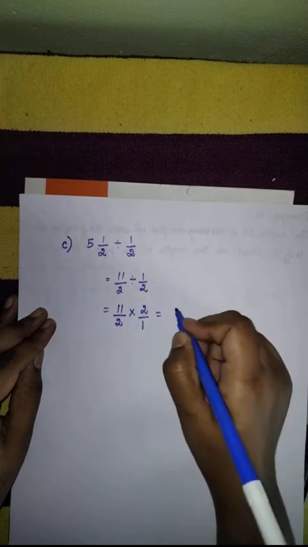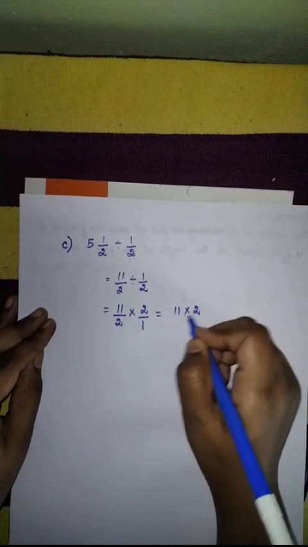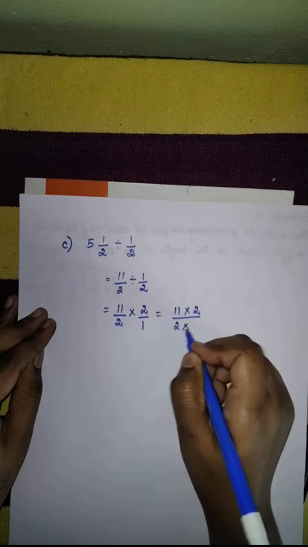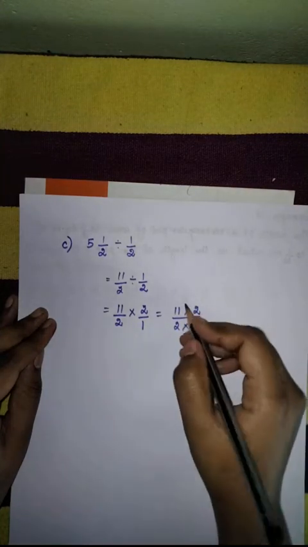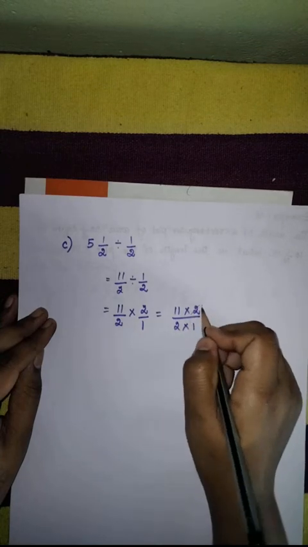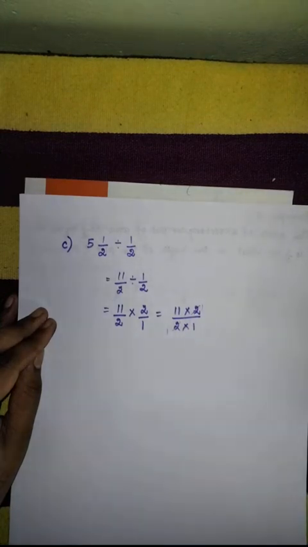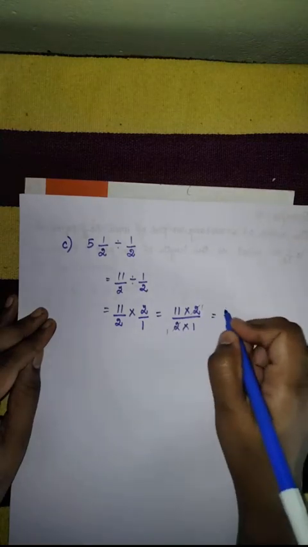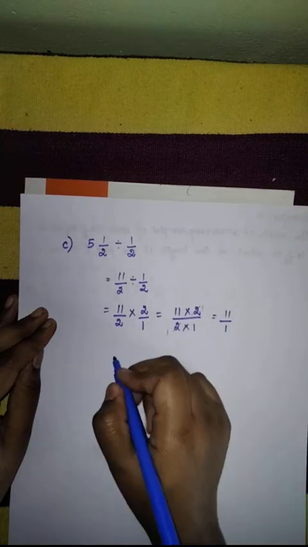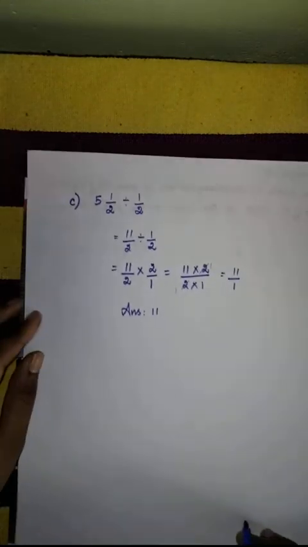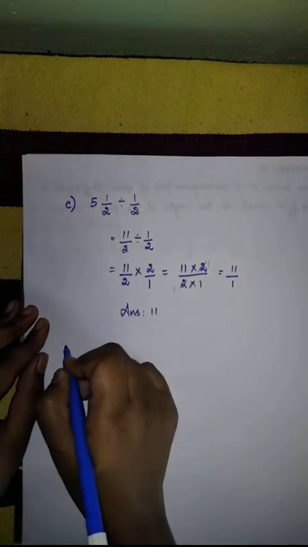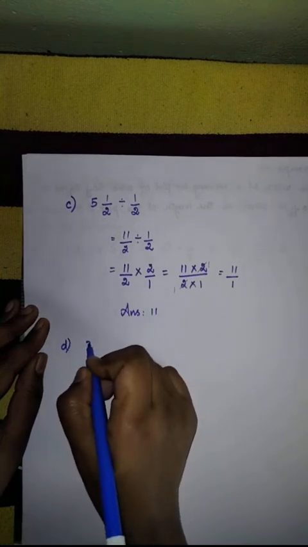Now multiply the numerators: 11 into 2 divided by 2 into 1. Check whether there are any common factors. Here we can cancel 2 and 2. So 1 2 is 2. Multiply the remaining numbers: 11 into 1, 11 divided by 1. So our answer is 11. Understand? Yes.